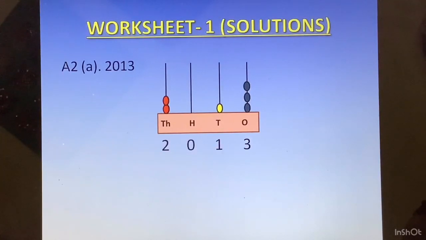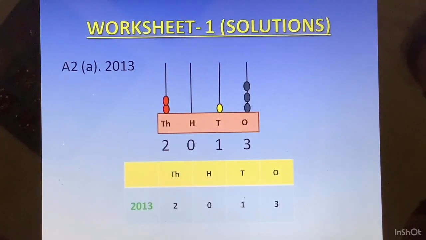Let us put it in the place value chart. It is already in the place value form if you look at the bottom of the abacus and the number written below. But when they ask us to write in the place value chart, we have to draw a separate chart and write it there. Like this.